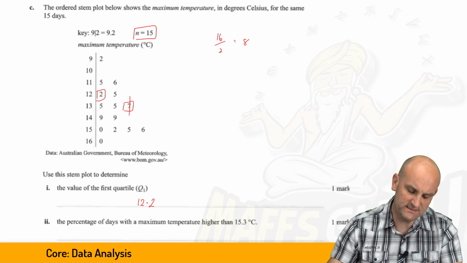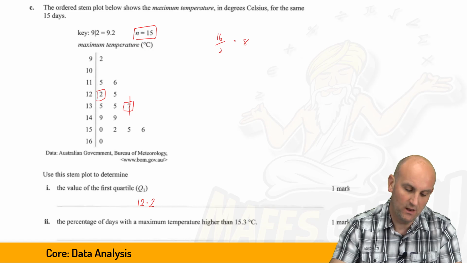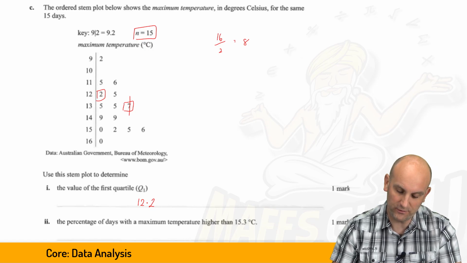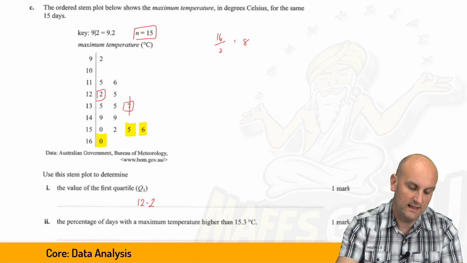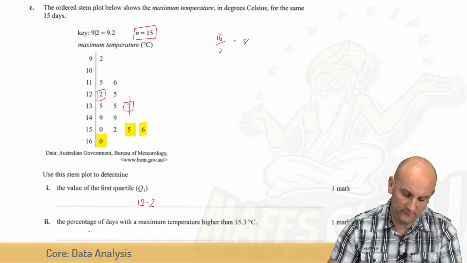He goes on to ask for the percentage of days with a maximum temperature higher than 15.3 degrees. Well, that's higher than 15.3, that's higher than 15.3, as is that. So there are 3 days.